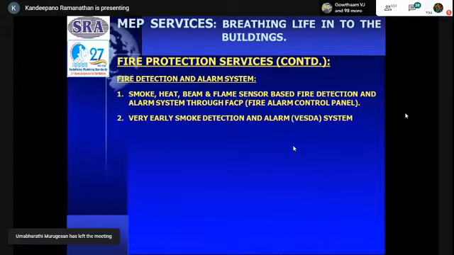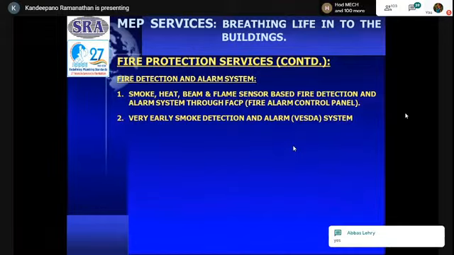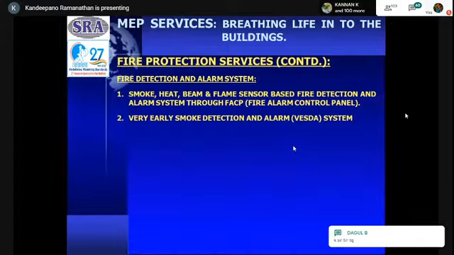Then there is VESDA, the very early smoke detection and alarm system. This is usually utilized for servers and very high-end electrical switchboard installations. It detects smoldering fire and gives an alarm much earlier than when the fire starts.